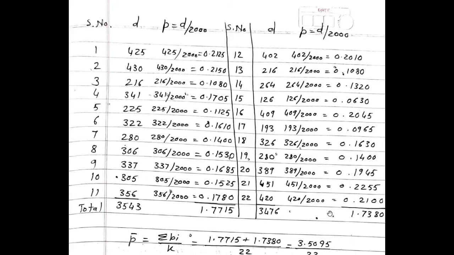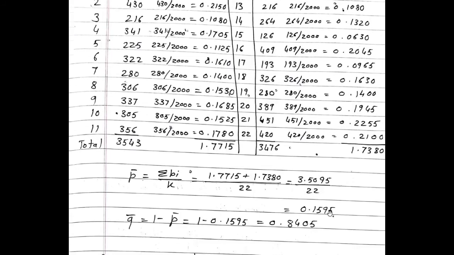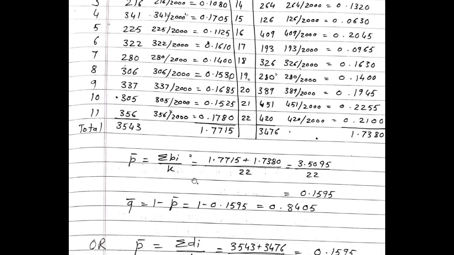3476. So we will calculate P bar as summation Pi upon K, which can be considered as 1.7715 plus 1.7380, because we have to consider all 22 samples together, divided by 22. So that becomes 3.5095 divided by 22. So the answer is 0.1595. Q bar is nothing but 1 minus P bar, which is equal to 1 minus 0.1595 is equal to 0.8405.